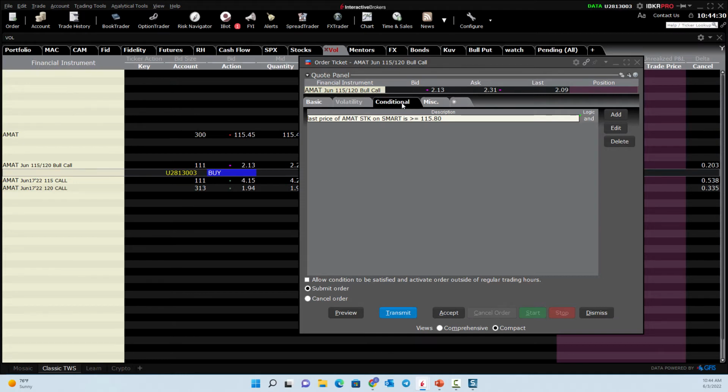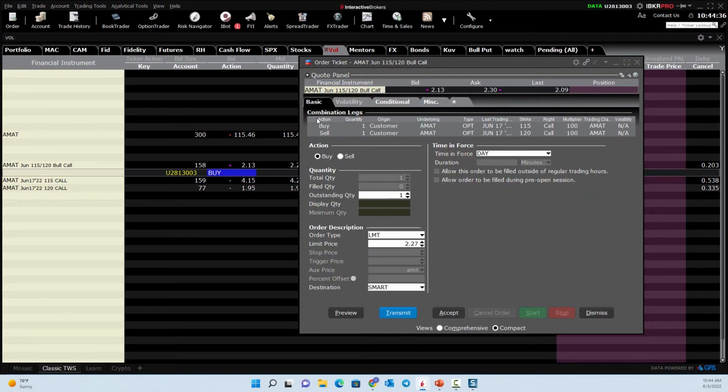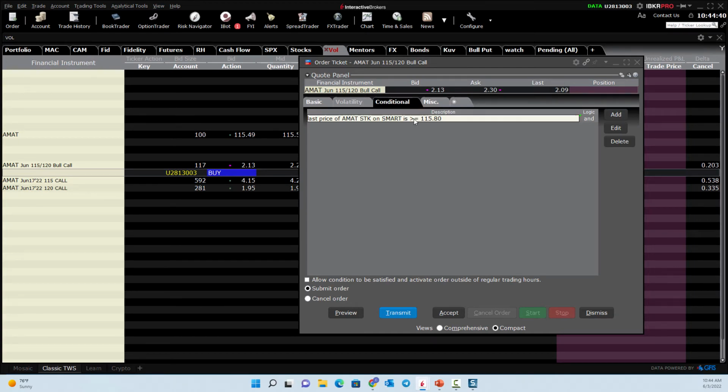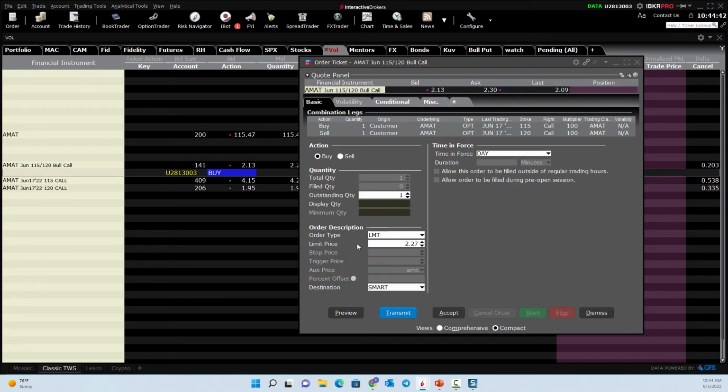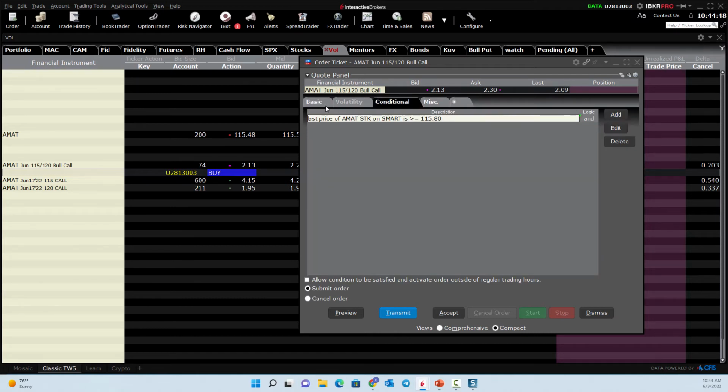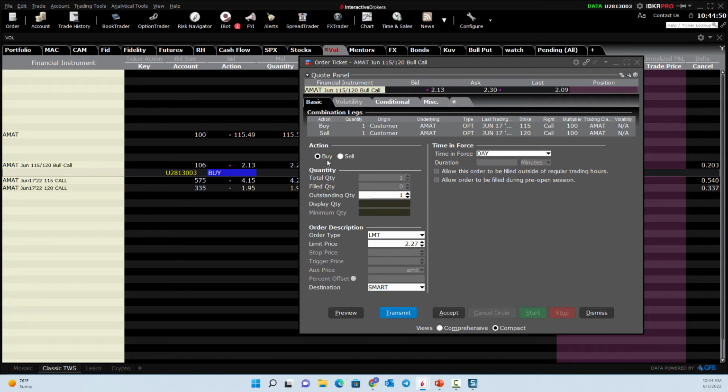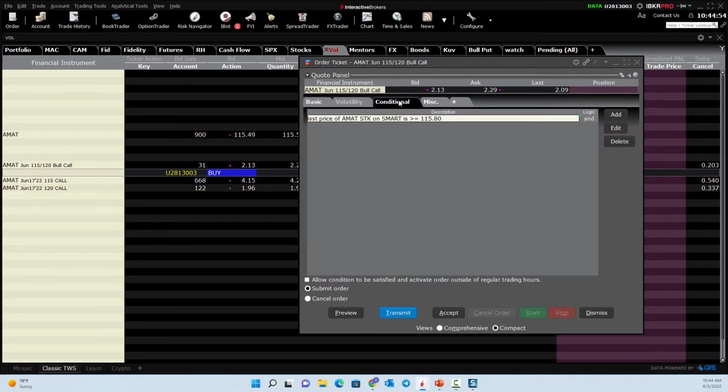Now, what a condition or a contingency order is, it says this has to happen before this transaction goes through. If this doesn't happen, this order is not even live. It's kind of like a signal. It's a trigger. If this condition is met, then this order will go to the market. This order will not be live to the market until this condition is met.